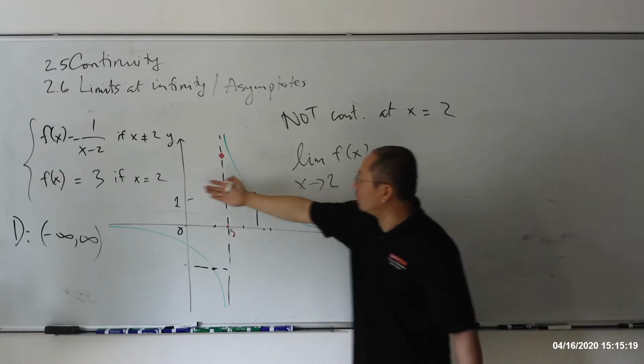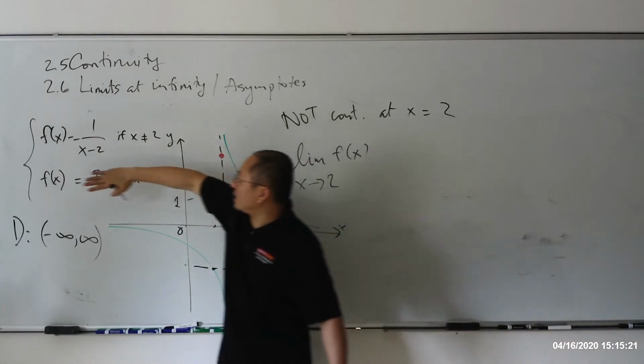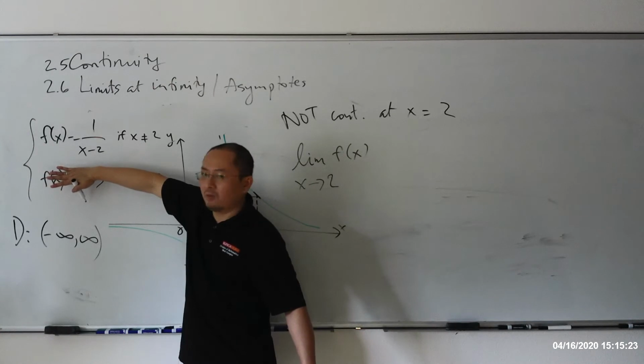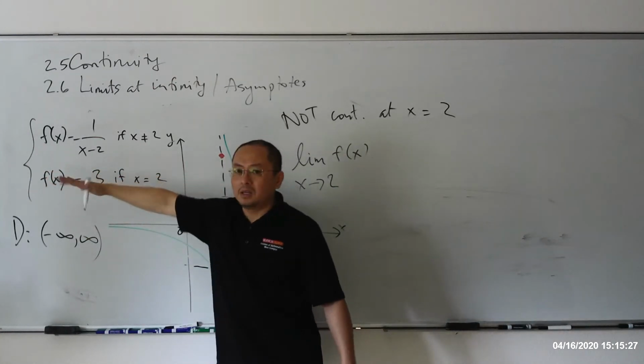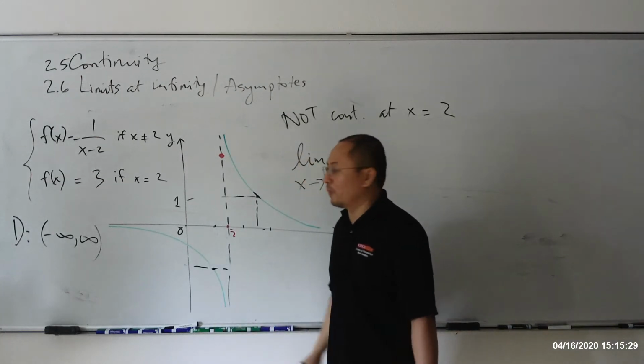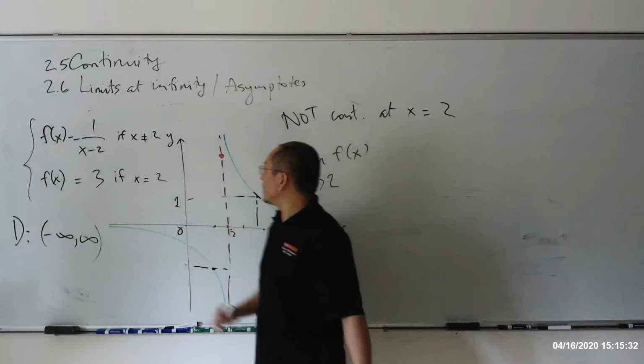X equal to 2 is not on the domain. Unlike the previous example, we don't have this line right here because we don't have x equal to 2 in the domain. So there's no right for us to talk about the point x equal to 2. It's not on the domain.